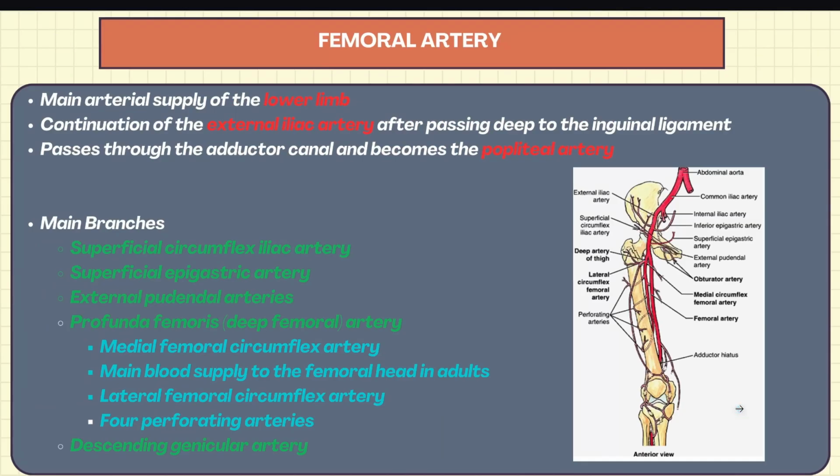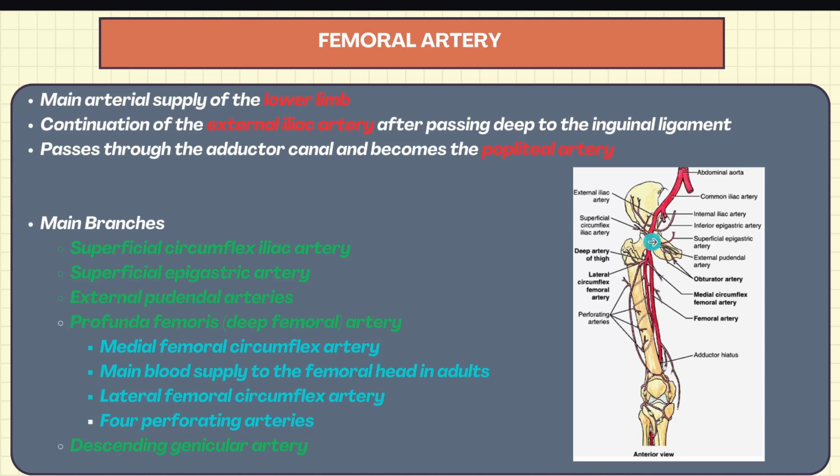Okay, now coming to the femoral artery. The femoral artery is the major arterial supply for our thigh, and it's a continuation of our external iliac artery. So this is how I want you to know. You have the external iliac artery, which is going to give off our femoral artery. This femoral artery is going to continue until it reaches the adductor hiatus, and is going to give us our popliteal artery. However, let's focus on our femoral artery area.